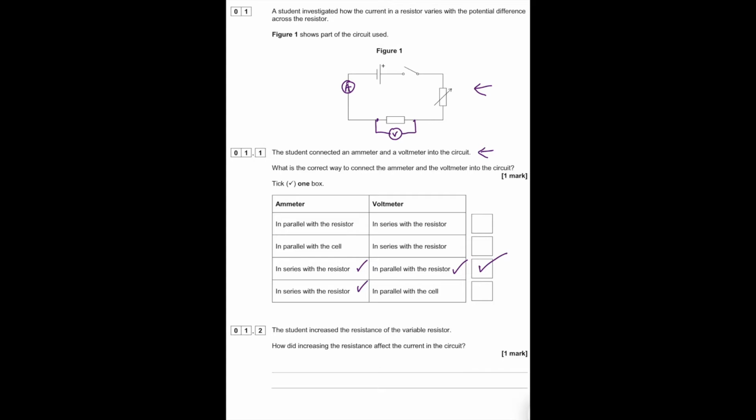The student increased the resistance of the variable resistor. How did increasing the resistance affect the current in the circuit? If you increase the resistance, then the current is decreased. How should the student change the circuit to give a negative value for the current and potential difference? So here you'd have to reverse the connections to the cell.